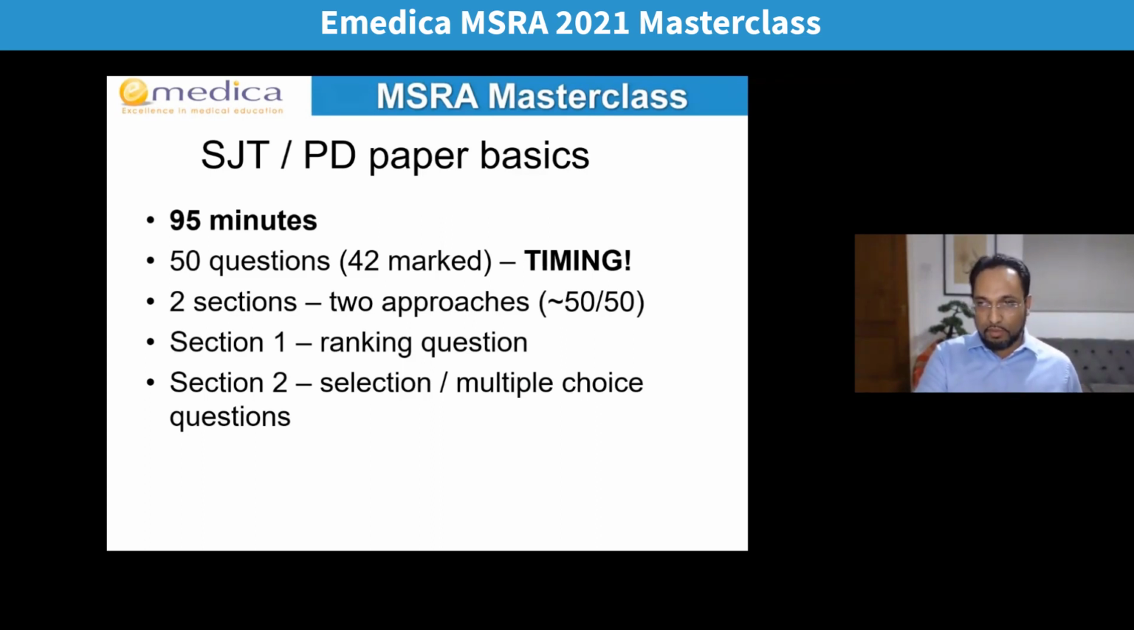So there are 2 sections in this paper. And there's a very different approach that you need in section 1 compared to section 2. In terms of the split, it's about 50-50. So about half the questions will be in section 1, which are ranking questions, and about half the questions will be in section 2, which are selection or multiple choice questions.